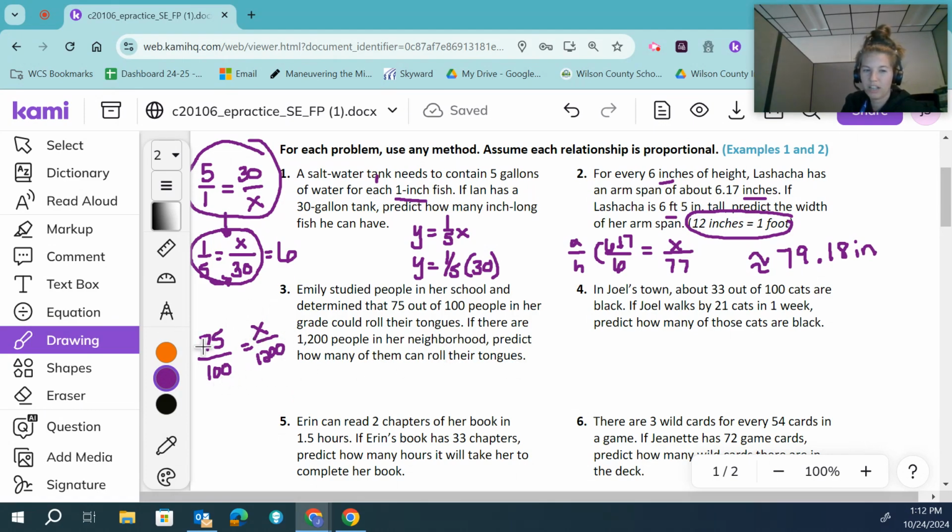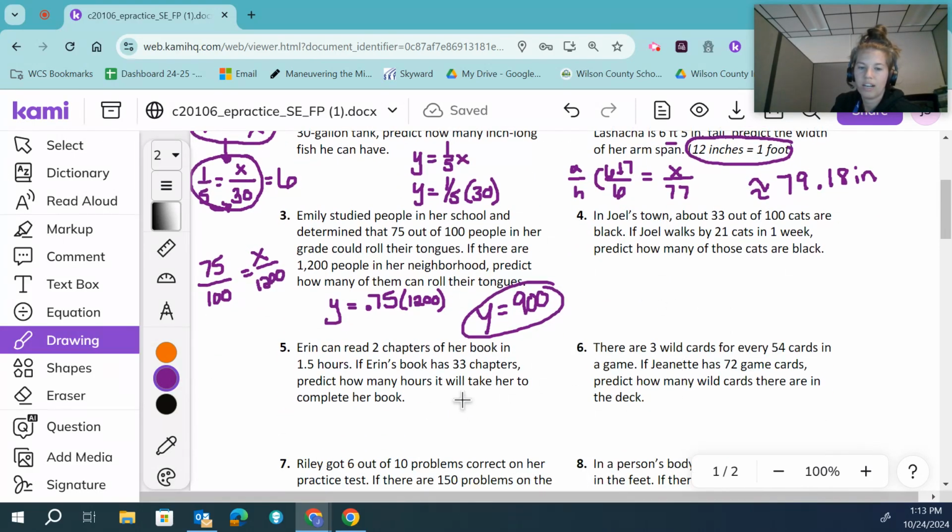This is my proportion. Again, divide and multiply. Your equation here would be y equals your unit rate, which is 0.75, which is what we get when we do 75 divided by 100. And you would multiply that by the total number of people in the neighborhood. So y equals 0.75x, and x is this 1,200. Either way that you solve it, you are going to get 900 people. 900 people in her neighborhood can roll their tongue. All right, I'll let you try those next couple on your own.